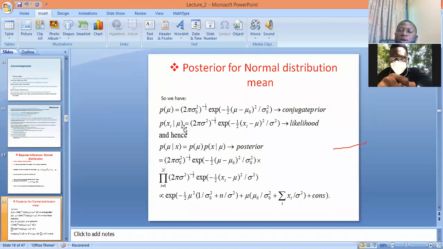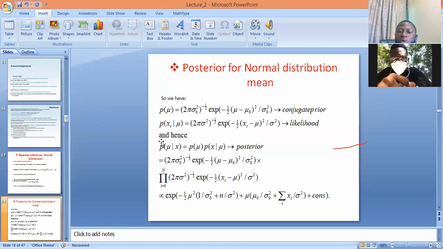And then let's look at the data distribution. So we are saying the probability of the data given the parameter is equal to 1 over square root of 2 pi sigma square, exponent negative 1 over 2, open bracket, xi minus mu, all square divided by sigma square. And this is the data likelihood. Now we have the likelihood function for the two. This is for the prior, and this is for the data. So we have to multiply these two functions together.